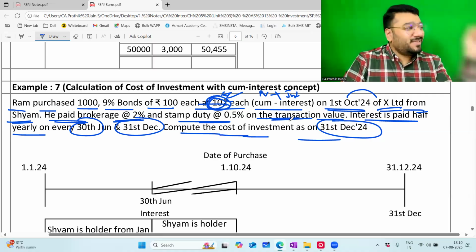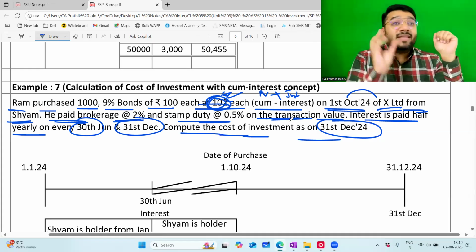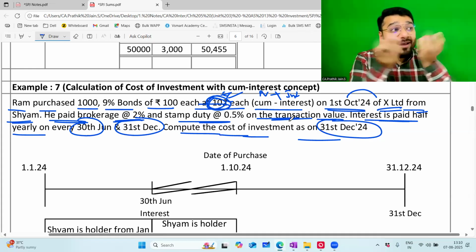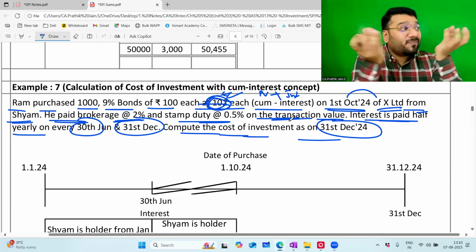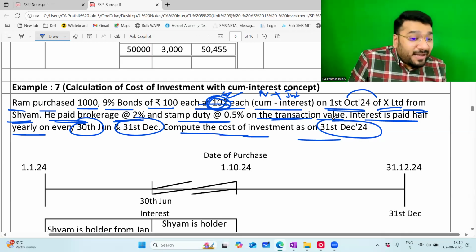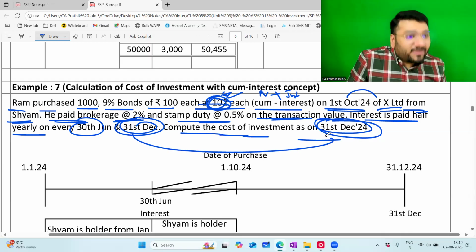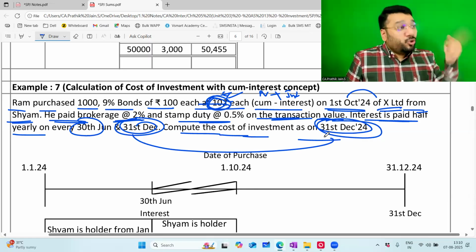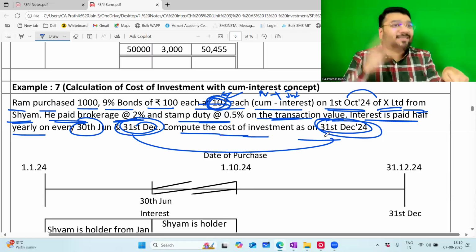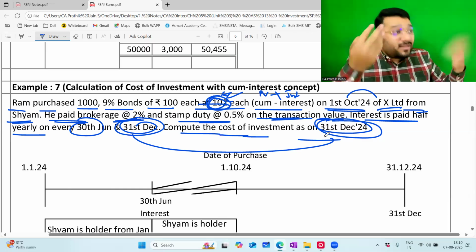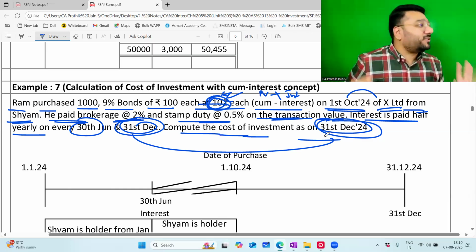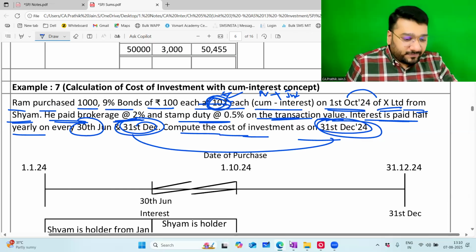Not come. This is the power of conceptual understanding. Accrued interest will come into picture when the year ending and interest date are different, not same. Here, year ending 31st December, interest date also 31st December. Both are same. So during the year, whatever interest is accrued, everything is received. So the concept of interest accrued but not received is not even there in this question. Okay? Wonderful.